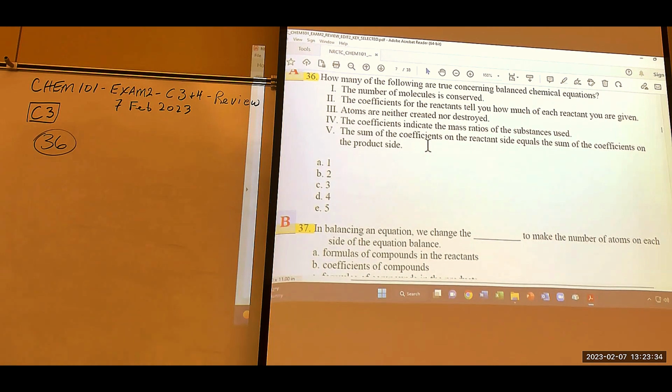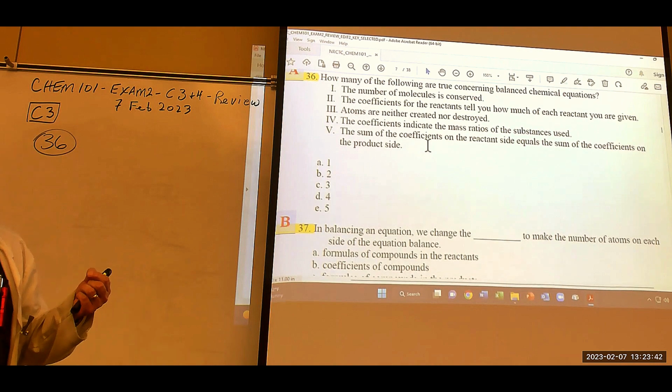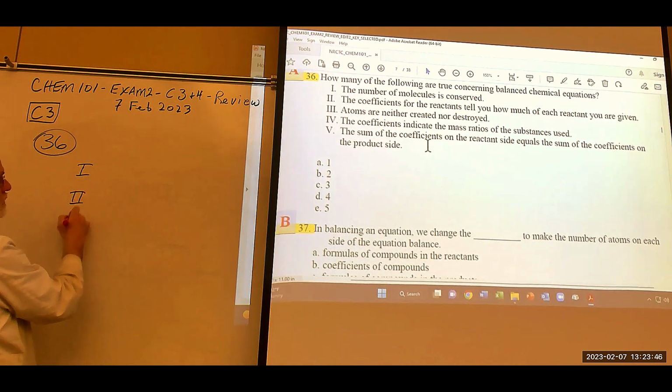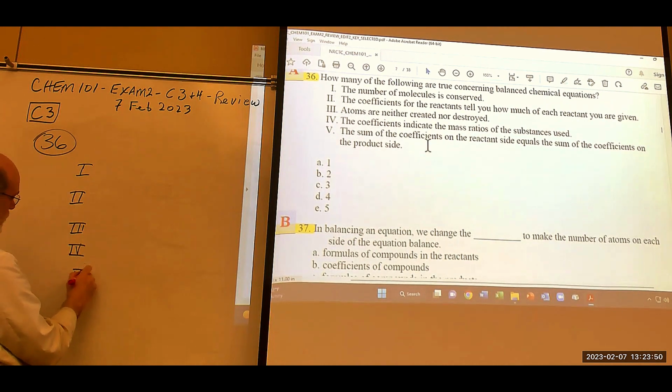How many of the following are true concerning balanced chemical equations? Roman numeral 1, the number of molecules is conserved. Nope. That one's wrong. You don't conserve the number of molecules, you conserve the number of atoms of each element, respectively, on each side.